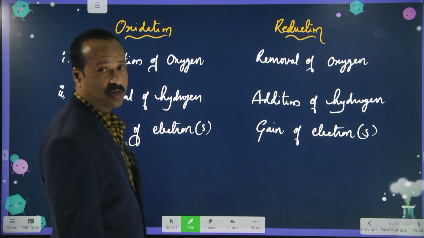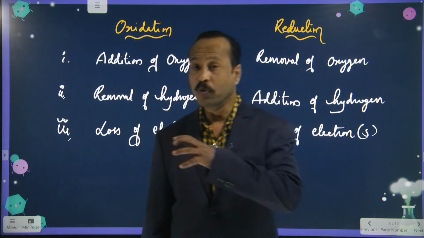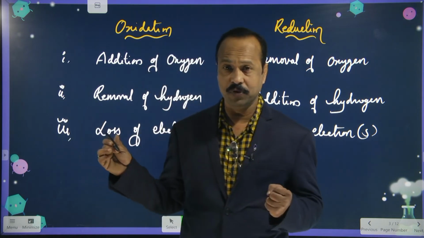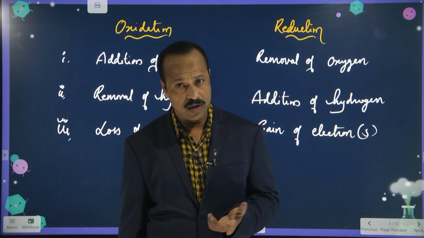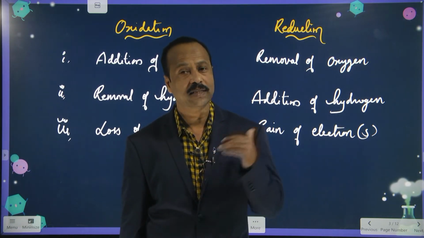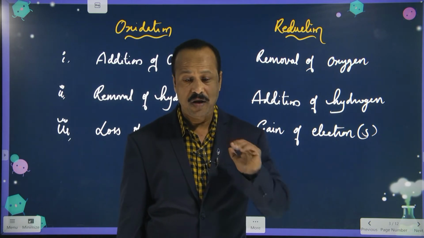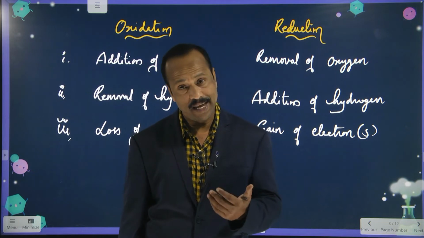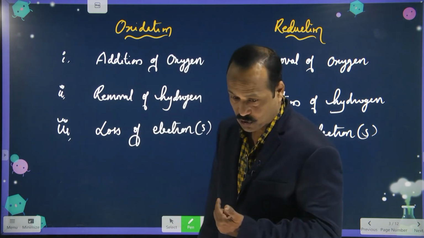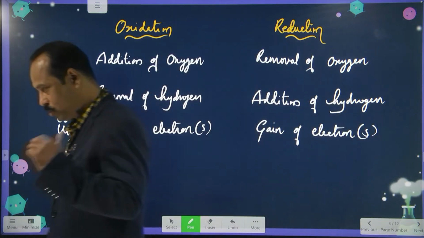So oxidation is addition of oxygen to a given compound, or removal of hydrogen from a given compound, or loss of electrons. Exactly opposite to that, removal of oxygen from a given compound, or addition of hydrogen to a given compound, or gain of electrons is called reduction. Is this clear to you? Okay, note down this one.